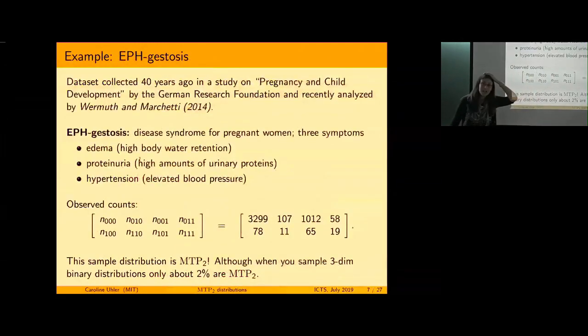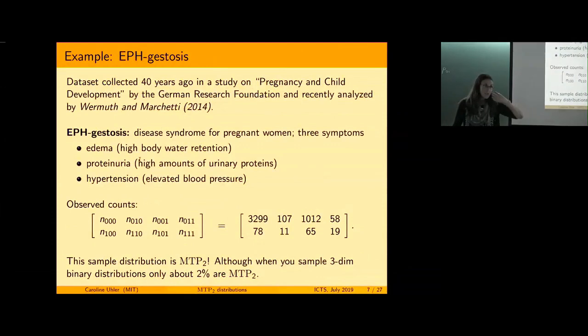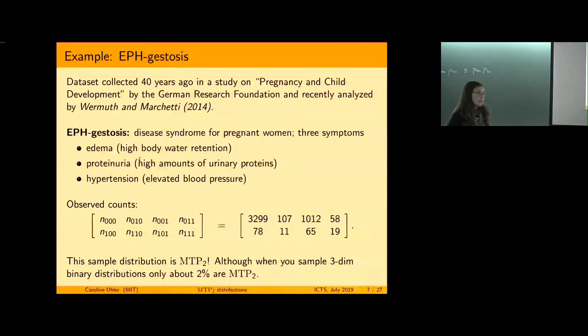So these data sets actually happen in practice. And so the question is, why do they happen, right? And then, of course, since they happen, we should probably also take this into account. So that's in the discrete setting, just to get a bit of intuition for what MTP2 is.